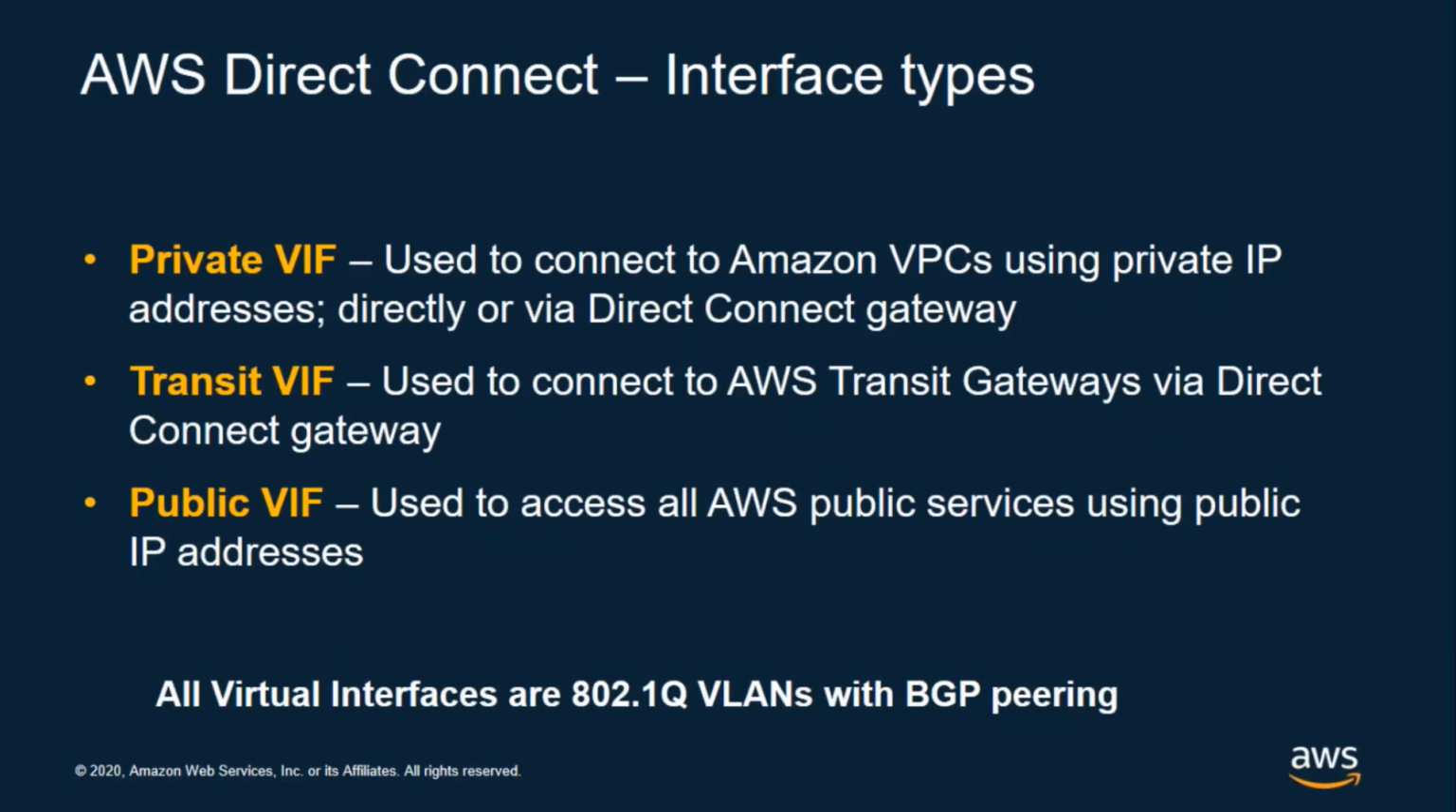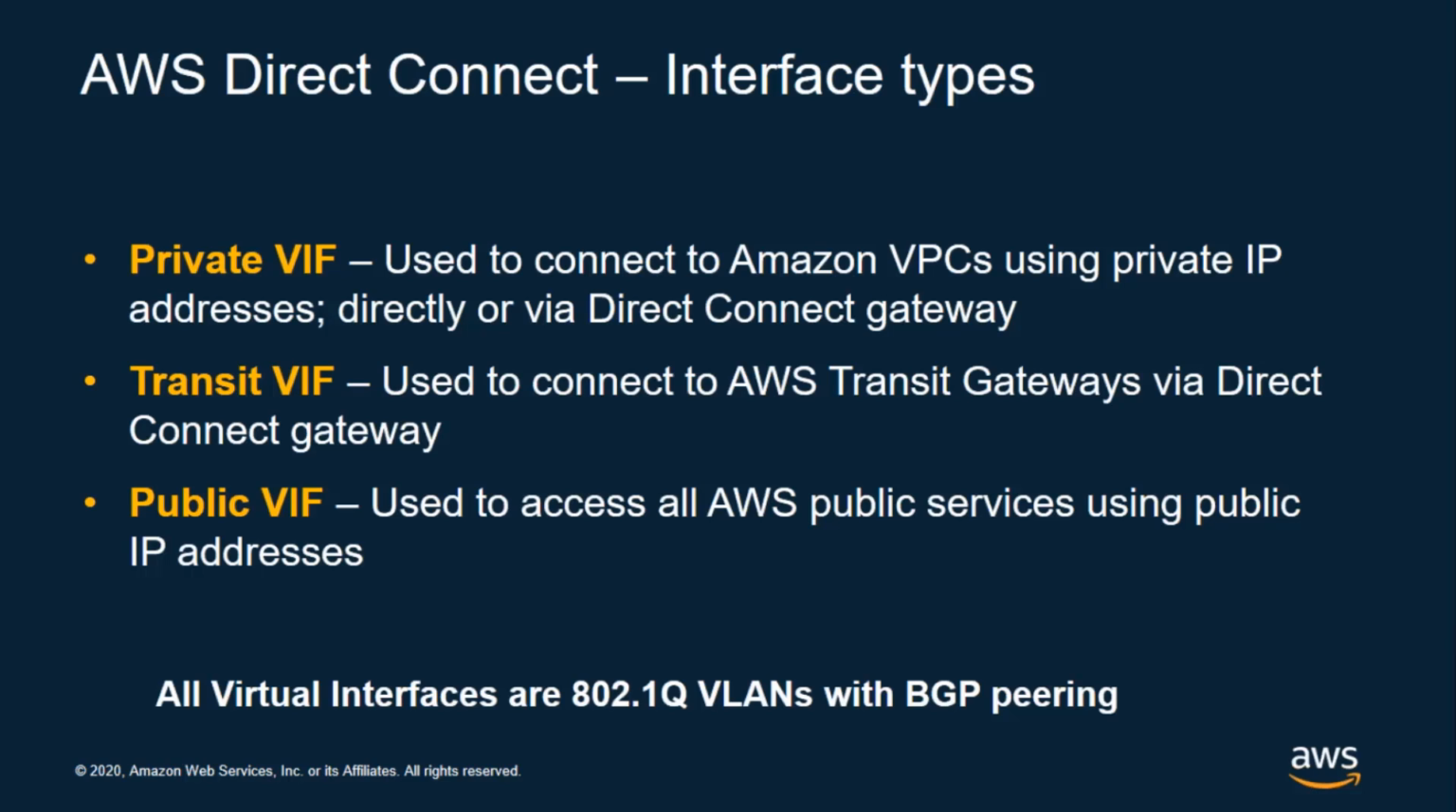So to begin with, I'd like to address the different types of virtual interfaces that we have so that throughout this conversation this is not confusing. The first one that we have is a private virtual interface. This one is used to connect through Direct Connect to the Amazon VPCs in a private manner. So all of the IP addressing is private, as the name implies.